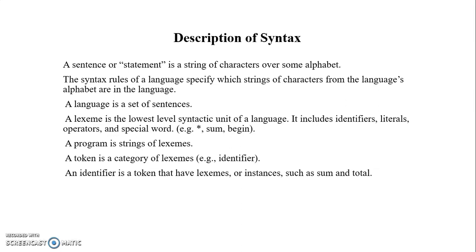That means all the special types of words or sentences that you use in your programming language are some kind of identifiers or lexemes, like sum, begin, total, and the multiplication sign. Those special types of words are under the family or category of lexemes or identifiers, whatever you say.